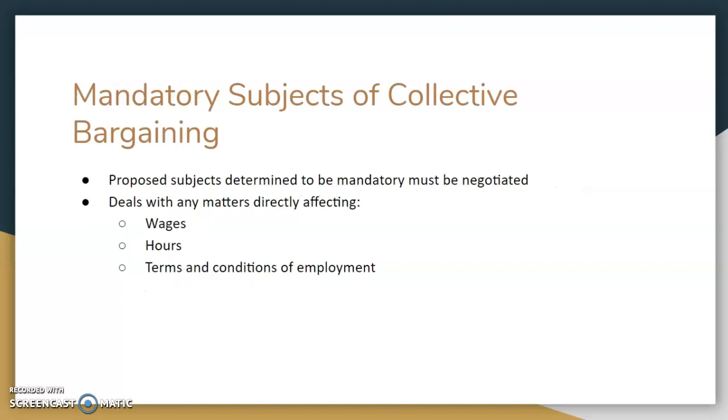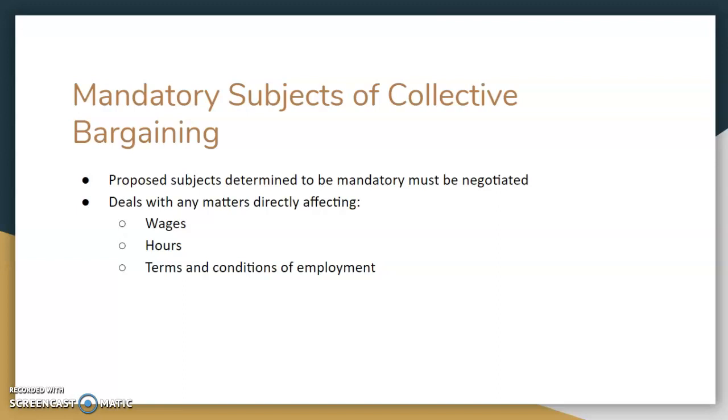Now, there are a number of subjects of collective bargaining. They have different terms for them. The first starting one is mandatory subjects of collective bargaining. Those are proposed subjects determined to be mandatory and must be negotiated. Those are anything that deals with wages, hours, or terms and conditions of employment.